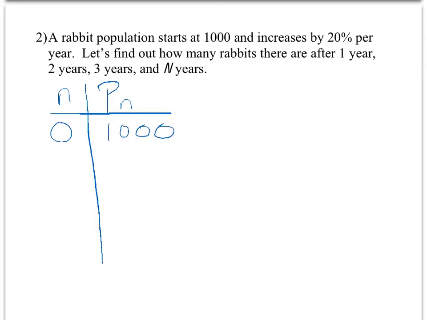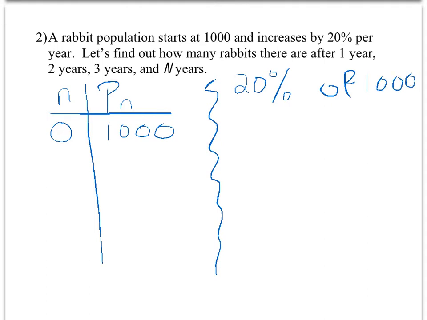To increase by 20%, I would take 20% of 1,000, or 0.2 times 1,000, and then add that to 1,000. So 20% of 1,000 is 200, so that's how much I increase by. Let's put a little note over here. I'm trying to calculate 20% of 1,000. So I do 1,000 times 0.2, and that gives me 200. After 1 year, I'm going to have my original 1,000 rabbits plus 200 more. So I have 1,200 rabbits.